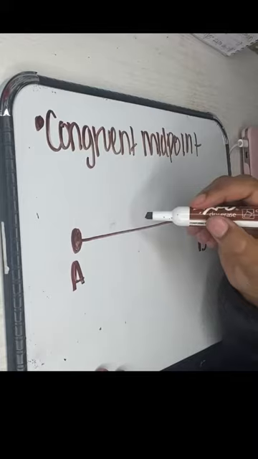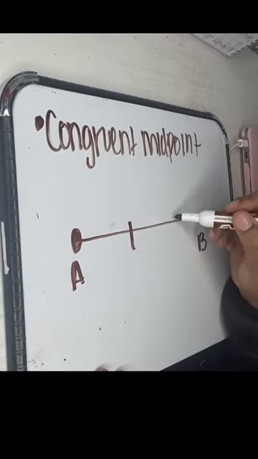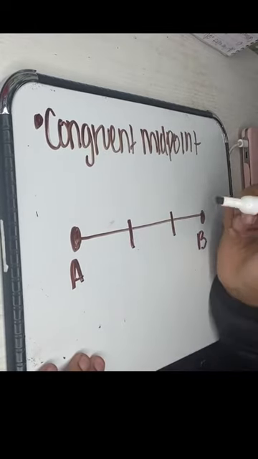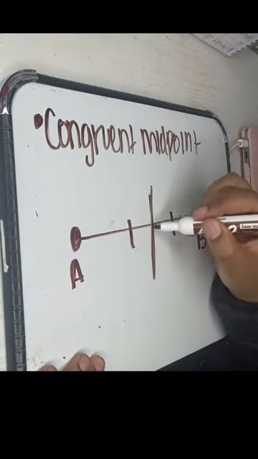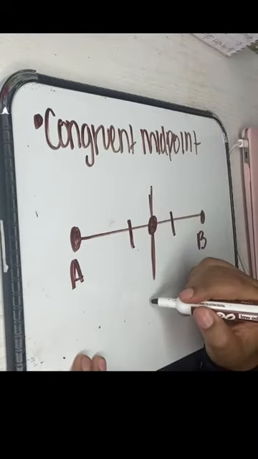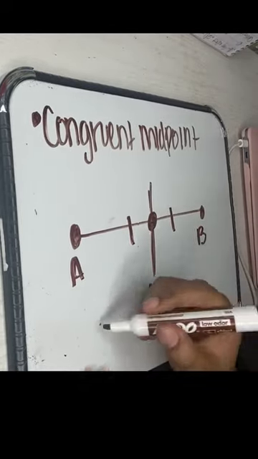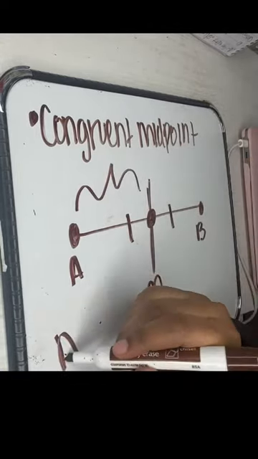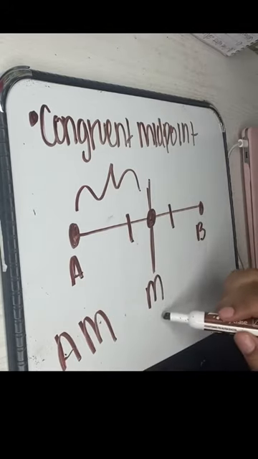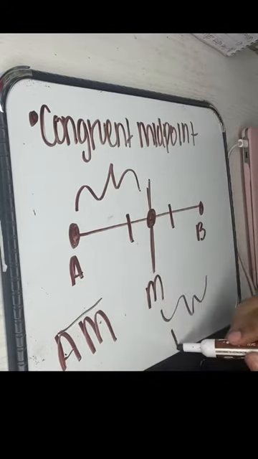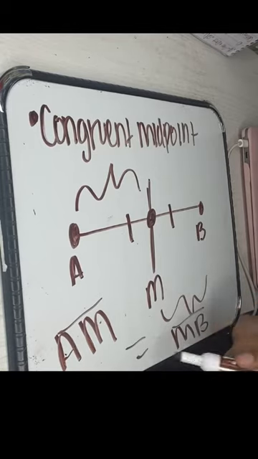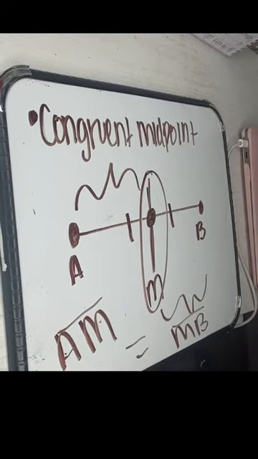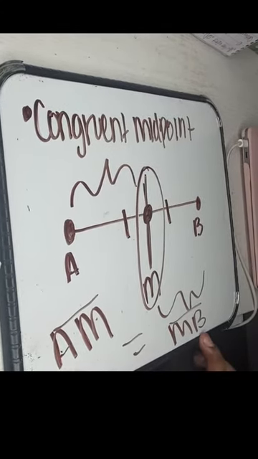So we can mark this up to make it look like that, to where it is somewhat even. So the middle of this line will probably be right here, and we can say that is point M. So with that being said, line segment AM and line segment MB are congruent. The congruent midpoint will be M, which is making line segment AM equal to line segment MB.